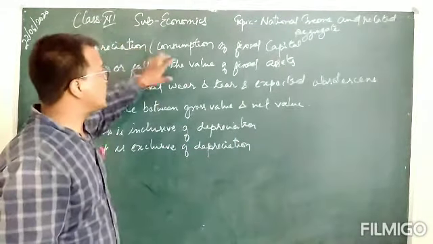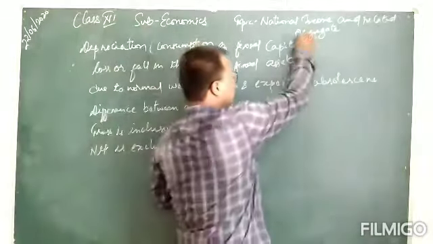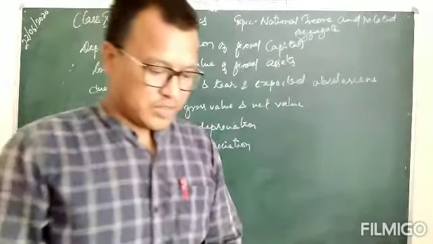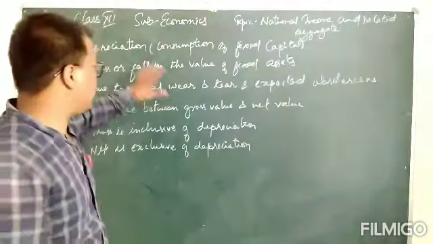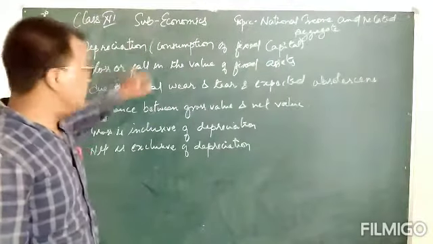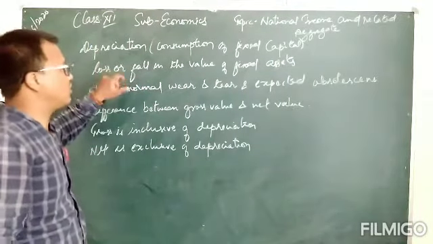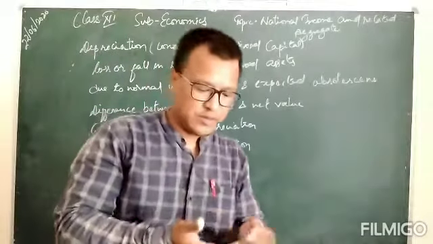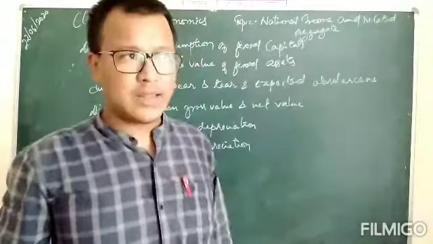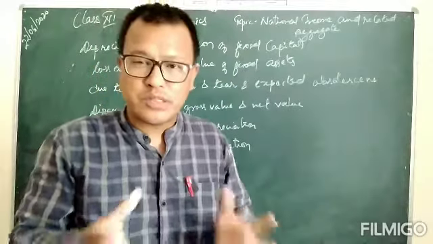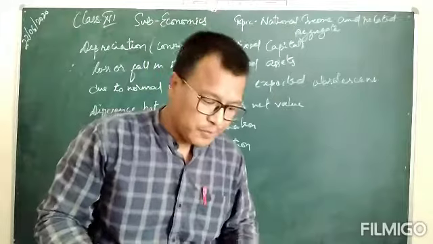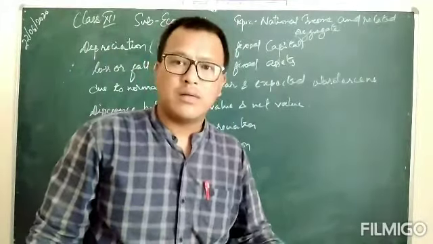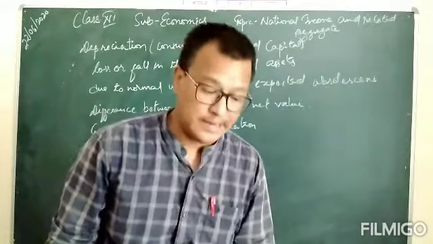Depreciation, or we can say consumption of fixed capital. So the consumption of fixed capital is called depreciation. Now what is depreciation? Depreciation is a fall or loss in the value of fixed assets. Whatever assets, or punji in Hindi, we have, there is a loss or fall in the value of those assets.